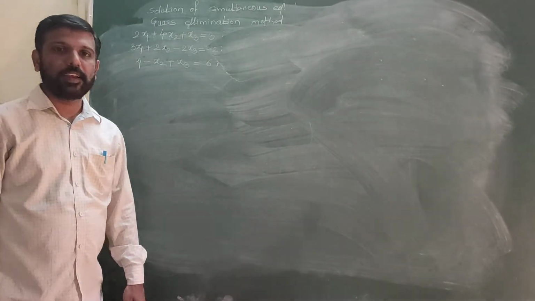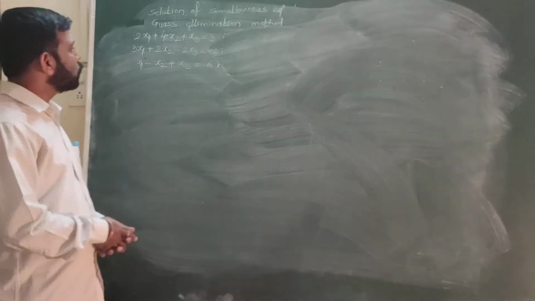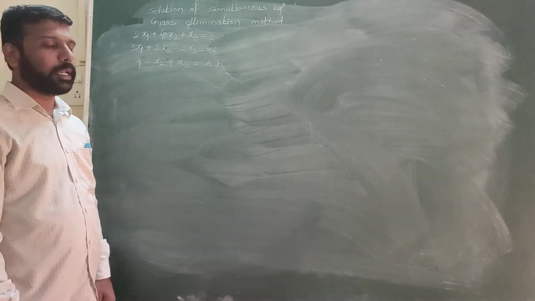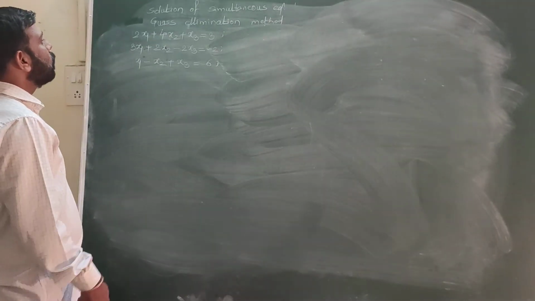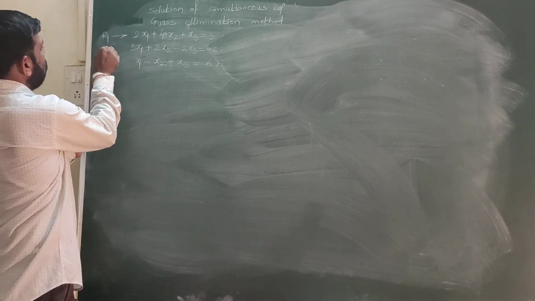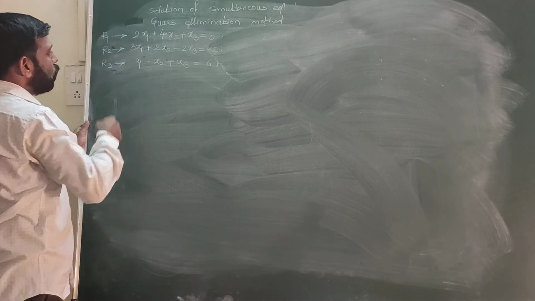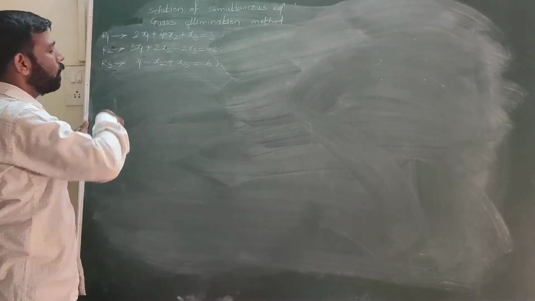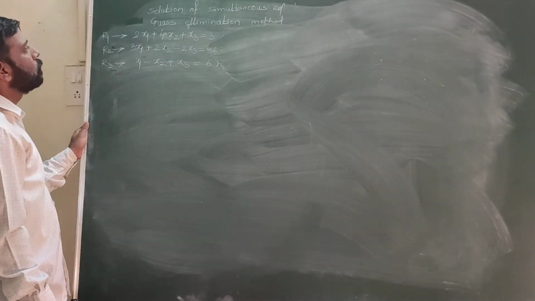Next problem we have taken here: three equations with three unknowns x1, x2, x3. This simultaneous equation we will solve by using the Gauss elimination method. This is our first row R1. We will put here the notations R1, R2, R3. For performing the operations in the Gauss elimination method, we need these notations R1, R2, R3.